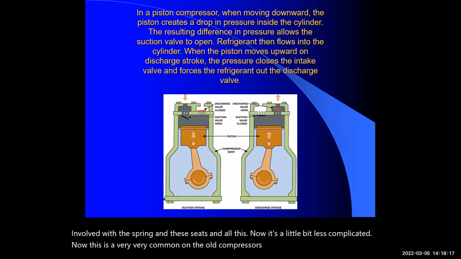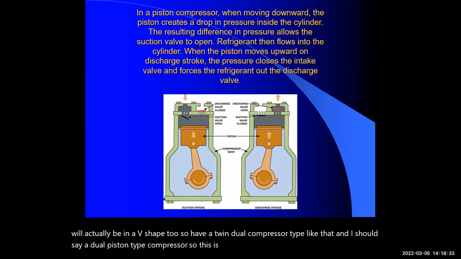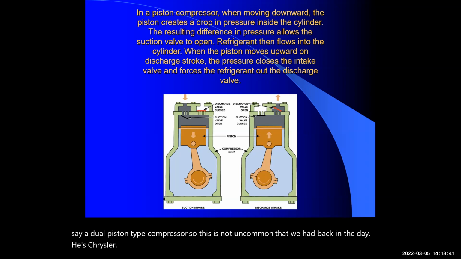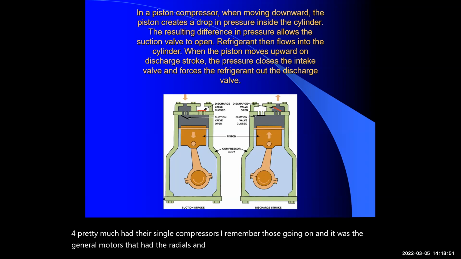Now, some of the old compressors will actually be in a V shape too. So I'll have a twin dual compressor type like that. And, I should say a dual piston type compressor. So this is not uncommon that we had back in the day. Chrysler, Ford pretty much had their single compressors. I remember those going on. And it was the General Motors that had the radials, and some of the AMCs had the radials also. So these are very common.